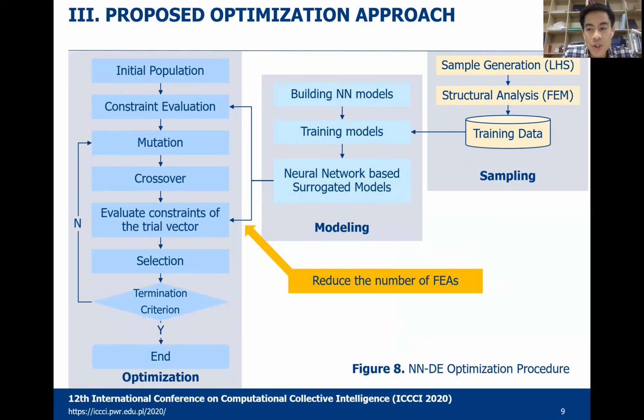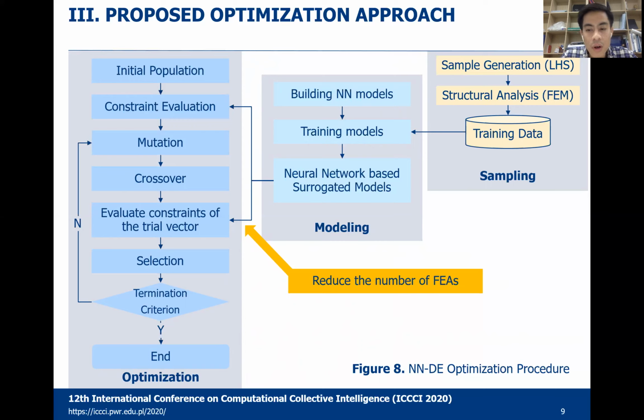Neural networks have been shown to be able to capture the behavior of structures. So our proposal here, namely neural network-based differential evolution, called NNDE, is introduced in figure 8. In detail, there are three phases including sampling, modeling, and optimization. First of all, some samples are generated using Latin hypercube sampling. All samples are then analyzed using the finite element method.